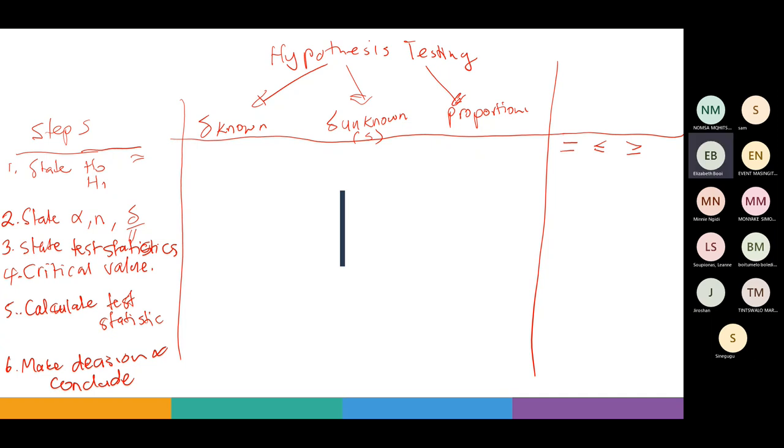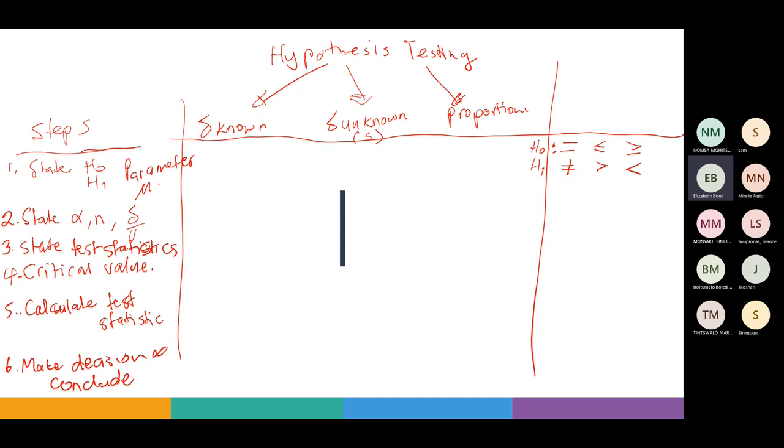Your alternative does not have an equal sign, and your alternative will be not equal, greater than, or less than. That's how you will state your alternative. So this is how you state your null hypothesis, and this is how you state your alternative. Also remember that for your hypothesis statement, we always use the parameter. Therefore, you're going to use the mean or the proportion.